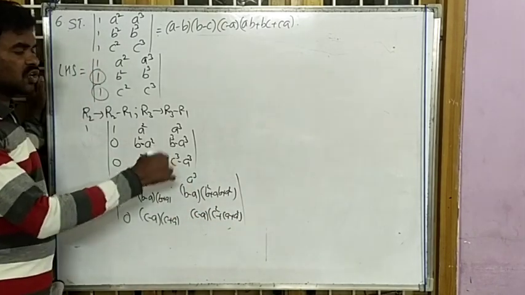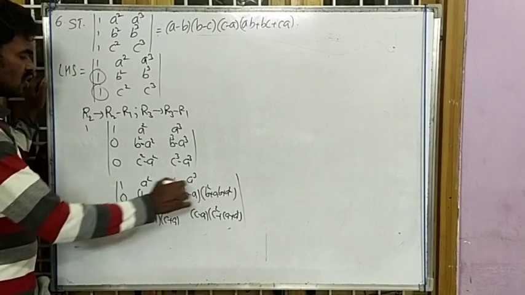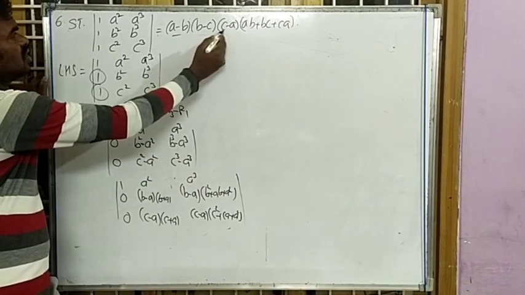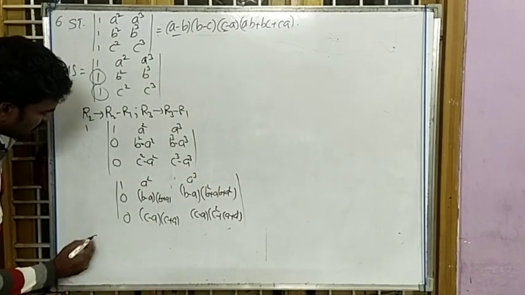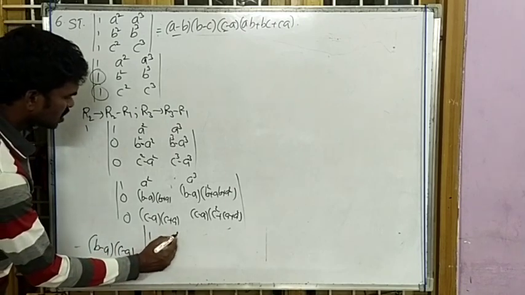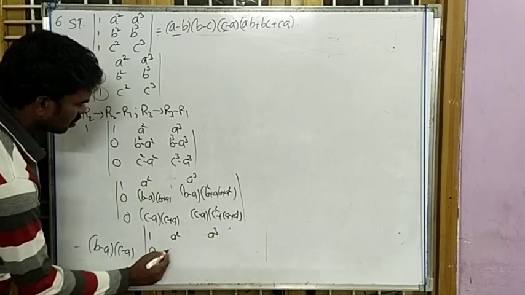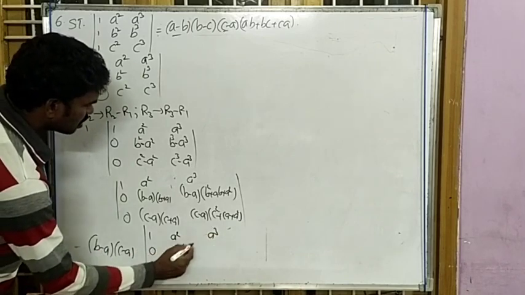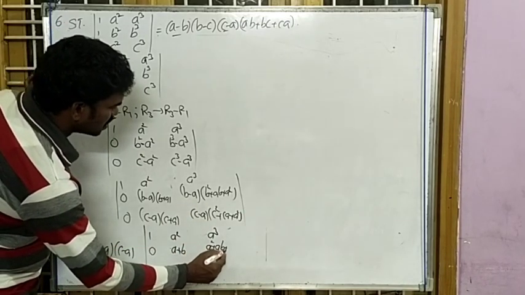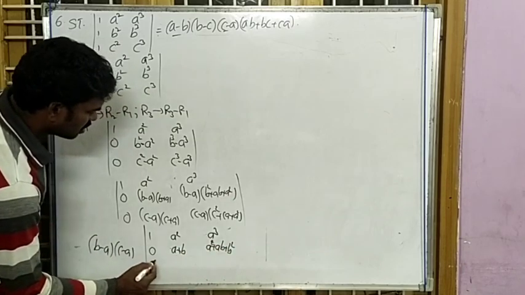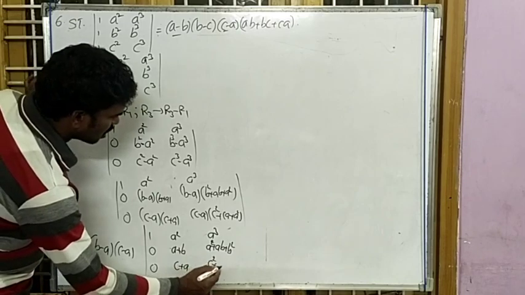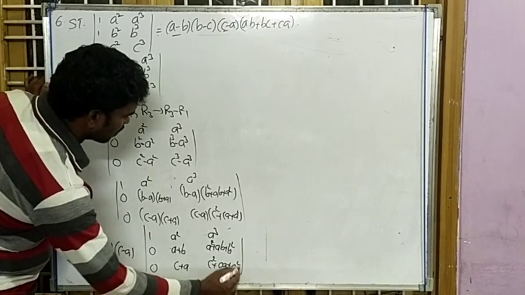Here we need to know the A cube minus B cube formula. From the second row, what is common? Yeah, very good, B minus A. From the third row, C minus A. So, B minus A into C minus A taking common. 1 A square A cube, 0, B plus A, which I am writing as A plus B. Here B minus A common, remaining A square plus AB plus B square, in order I have written. Here 0, C minus A taken common means C plus A is remaining. Here C square plus CA plus A square is remaining.